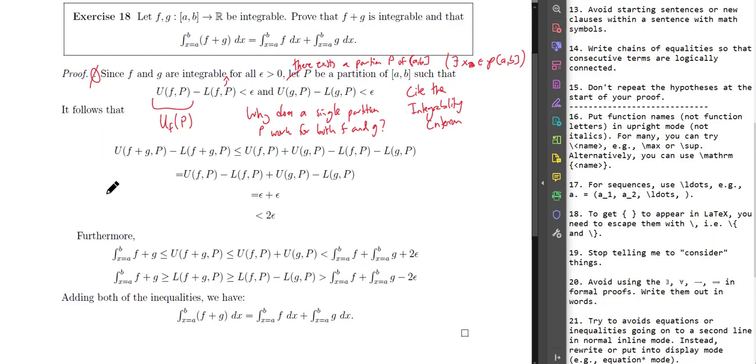Okay, you say it follows that the difference between the upper sums of F plus G is bounded by these differences. Yeah, this is totally unjustified, right? So you're going to need to explain this. It's not obvious to me. How are you getting from one upper sum to a sum of upper sums? You haven't written anything down to justify that. Now, let's say this was true, then, okay, fine.